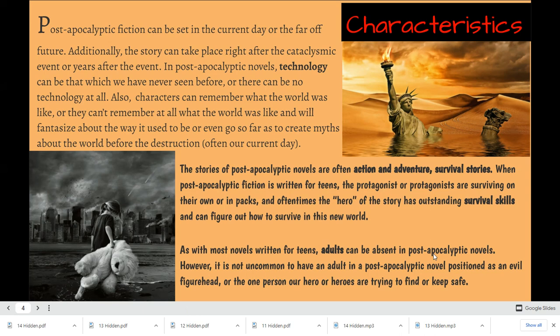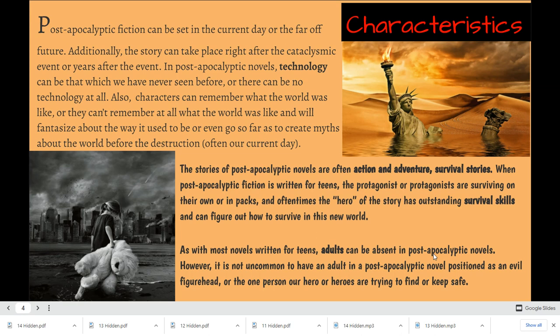So certain characteristics of the post-apocalyptic fiction can be set in current day or far off future. Additionally, the story can take place right after the events. You can have technology which would have never been seen before, or no technology at all. Characters can remember the world what it was like before, or they can fantasize about the way it used to be, or even create myths about the world before the destruction.